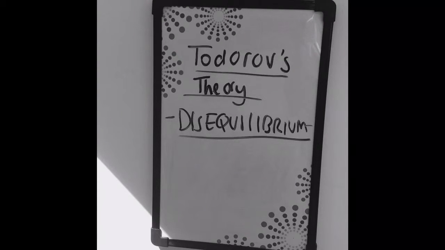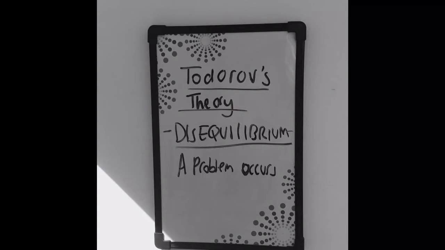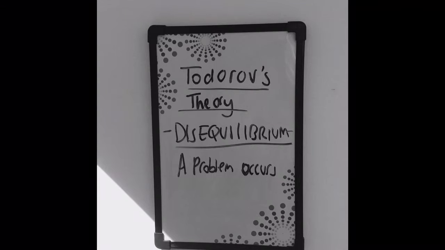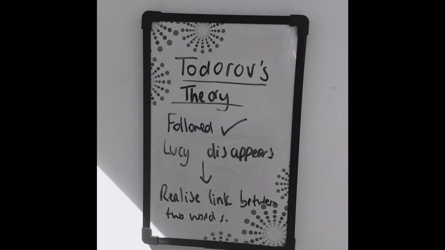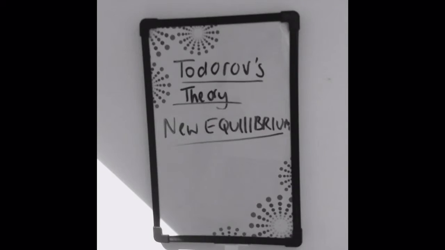Disequilibrium, as the name suggests, shows how the equilibrium is disrupted as a problem occurs. We've also followed through with this as, obviously there has to be a plot twist. Lucy disappears from the group and then the audience actually realise this film isn't just about a normal shopping trip.